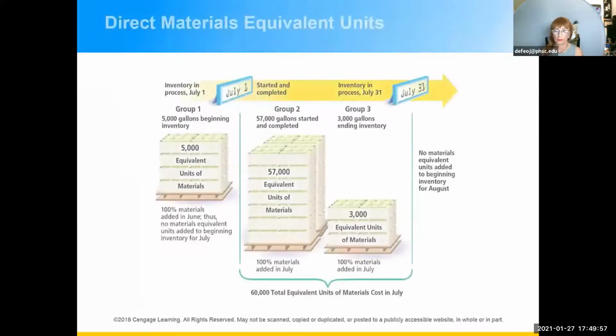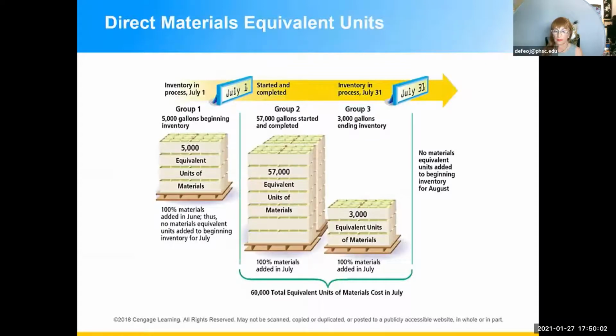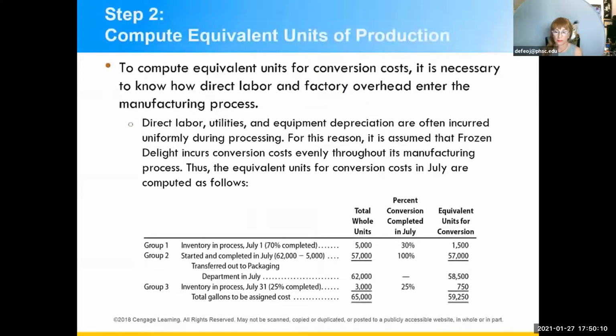The whole units for the 3 groups determined in step 1 are the same as the materials equivalent units for these 3 groups because Frozen Delight enters the materials at the beginning of the process. Frozen Delight calculates equivalent units for conversion costs as shown here. On July 1st, inventory in process was 5,000 units. Since these units were 70% complete on July 1st, 30% of conversion costs remain to be added in July. Multiplying the total whole units of 5,000 by 30%, we get 1,500 equivalent units.